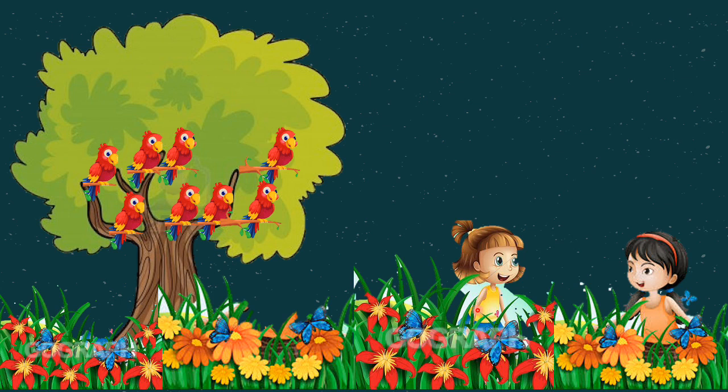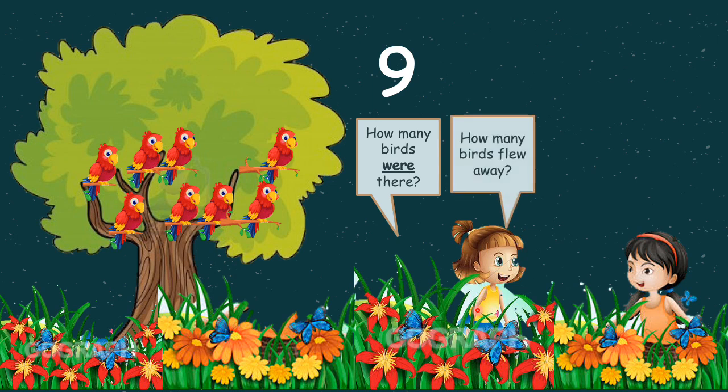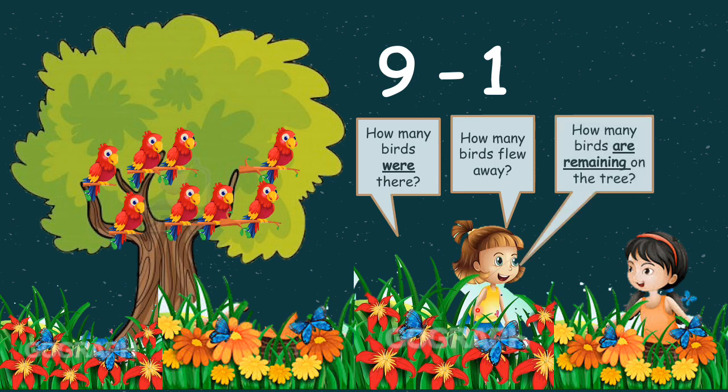Then Jane will ask Neha, how many birds were there? So Neha will answer, there were 9 birds in total. And then Jane will ask, so how many birds flew away? So Neha will answer, 1 bird flew away, Jane. So how many birds are remaining on the tree now, Neha?